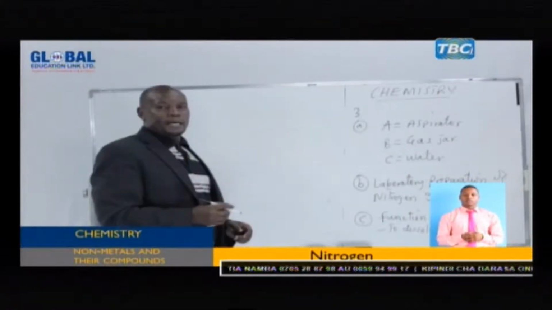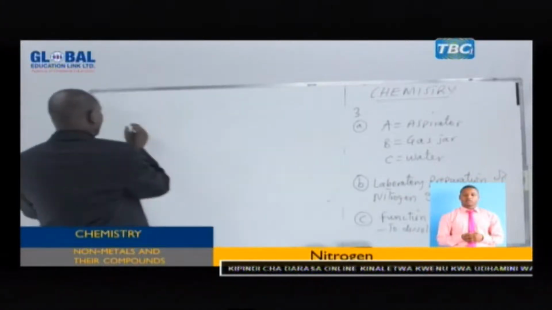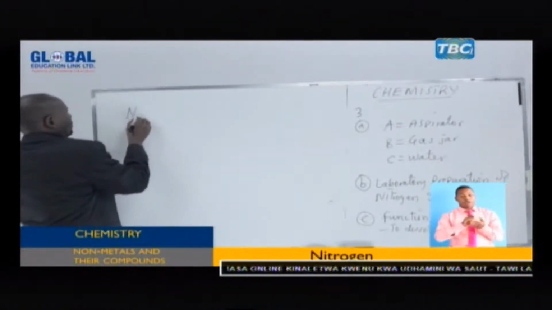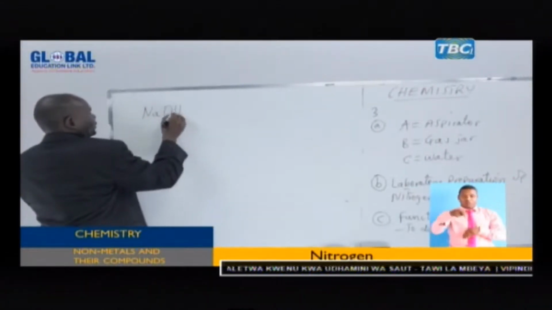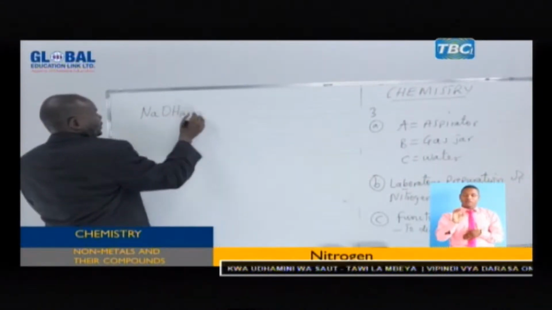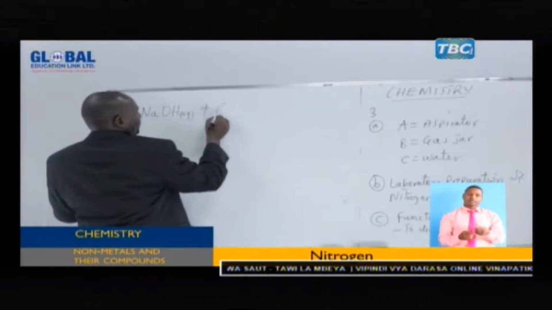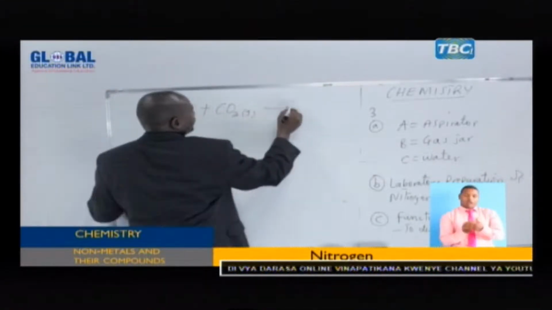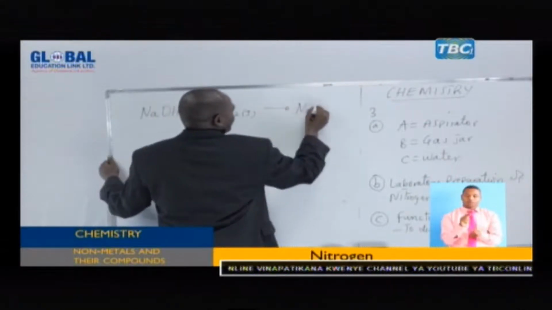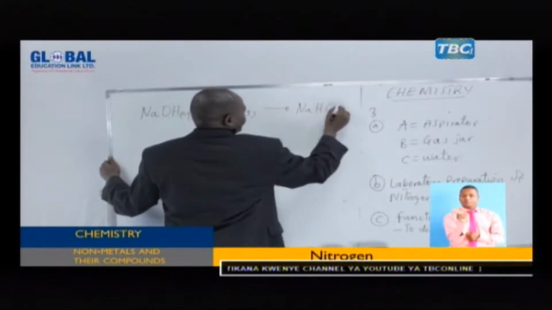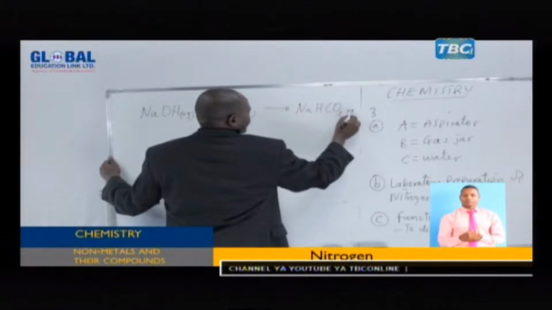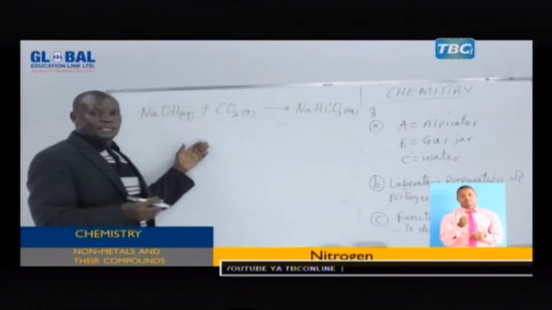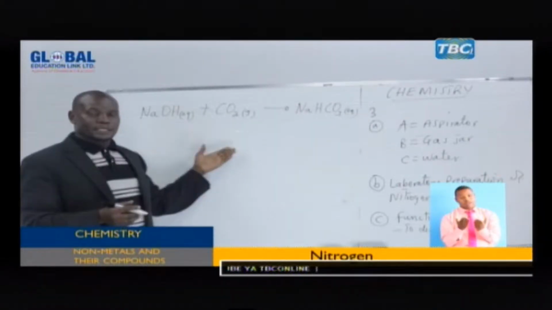And we are asked to write down the chemical equation. The chemical equation means that sodium hydroxide, which is aqueous, reacts with carbon dioxide gas, resulting in the formation of sodium bicarbonate. If the equation is not balanced, then you can balance it. So that is the reaction equation. You are supposed to write it.